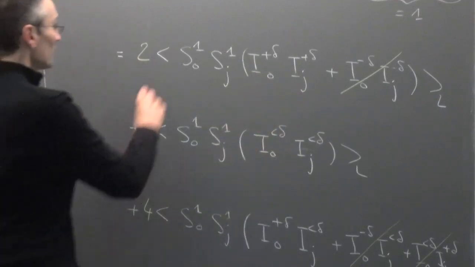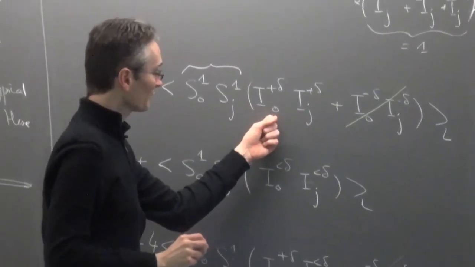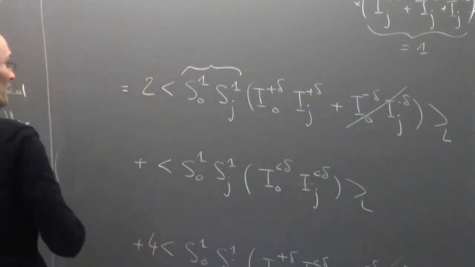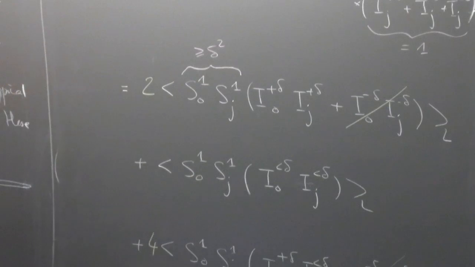So certainly we can say that this guy here, when both the spin at 0 has a first component larger than delta and at j its first component is larger than delta, then the product of first components is larger than delta squared. Okay, certainly that's true.